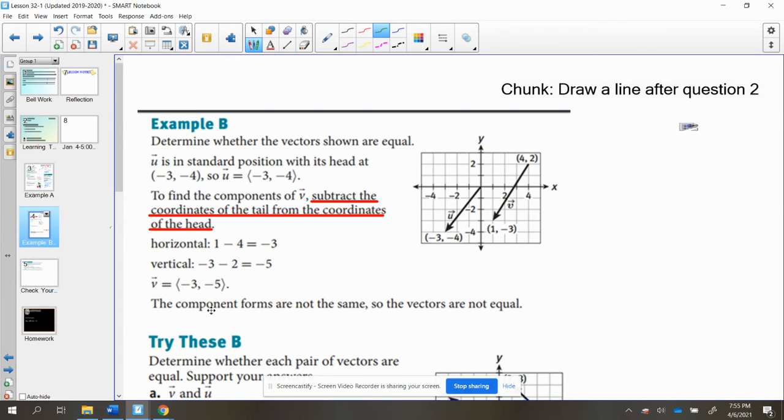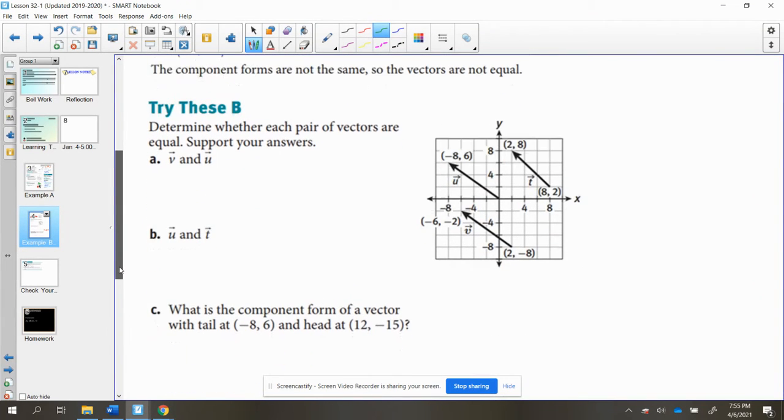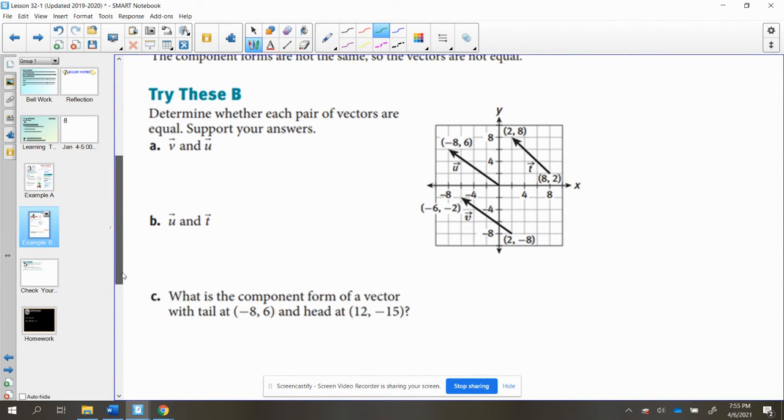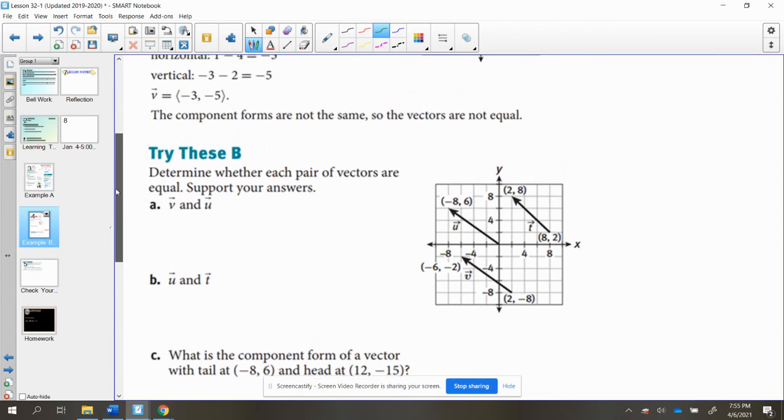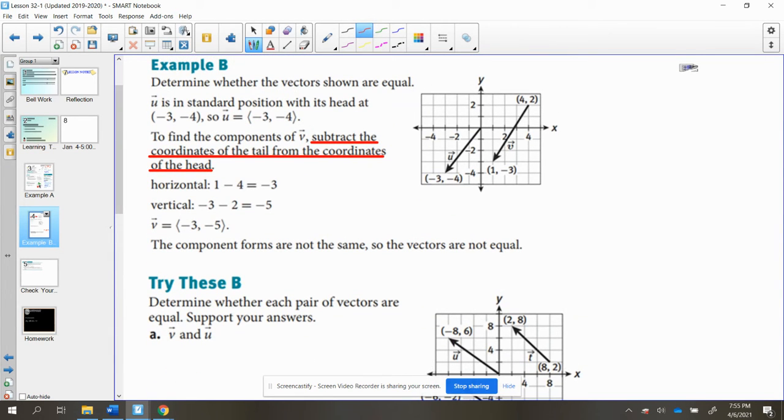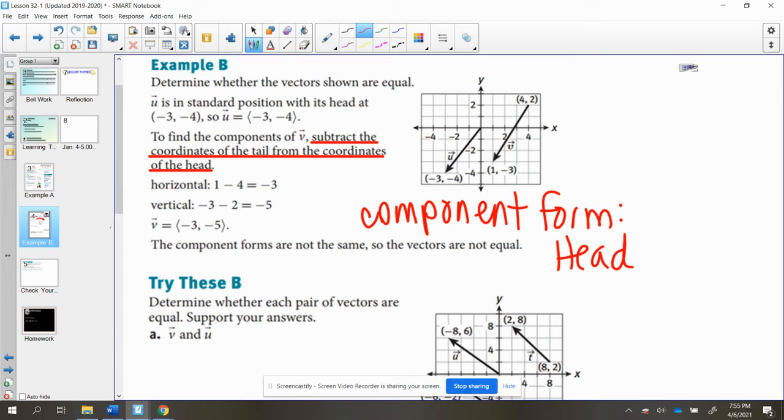Since the component forms, which is what we call this here, are not the same, these would not be equal vectors. We have a couple examples down below, for example, B. An important thing to note before we move on: to find the component form given just the values of the head and the tail, you always want to take the x coordinates from the head and subtract away the tail's x coordinates, and the same thing with the y's, to get the A and the B, to get your component form.